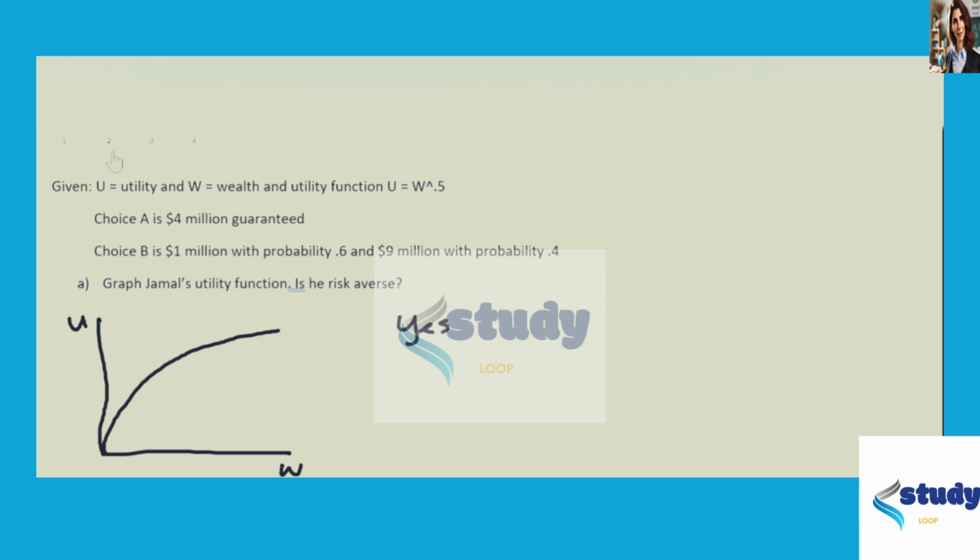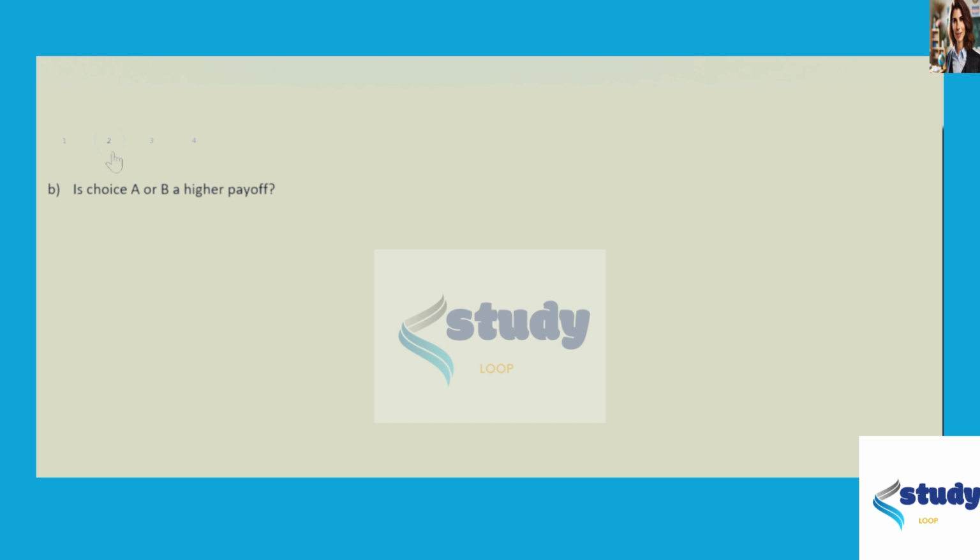The second part asks us if choice A or choice B offers a higher monetary payoff. And so choice A is very straightforward, right? Choice A is going to give us $4 million guaranteed, so we know that's the case.